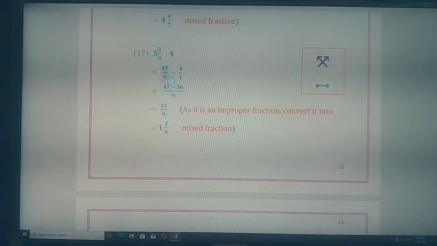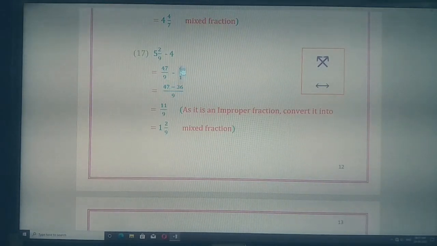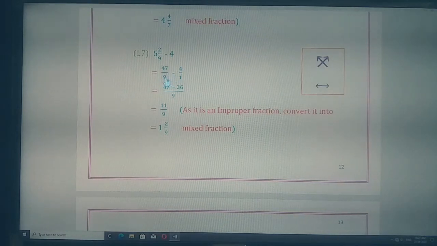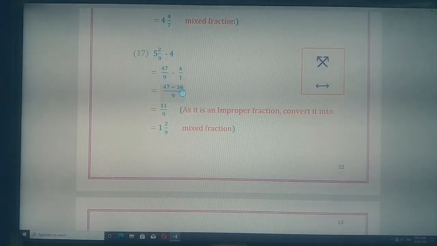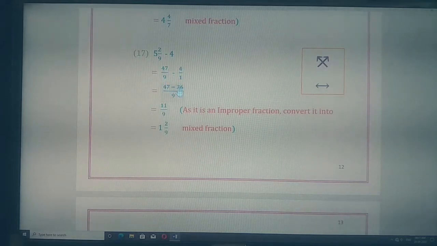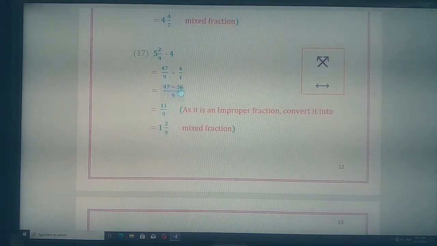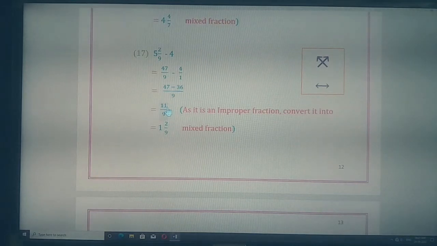And the right diagonal is then multiplied. The right diagonal, 9 fours are 36. 9 and 4 have to be multiplied. 9 fours are 36. We'll write it in the numerator of the next step, on the top right side of the numerator. So 47 ones are 47 and 9 fours are 36. So in the numerator, in the next step, we'll write 47 minus 36 upon 9. 47 minus 36 is 11. So in the next step, we'll write 11 and the denominator 9 will remain as it is.